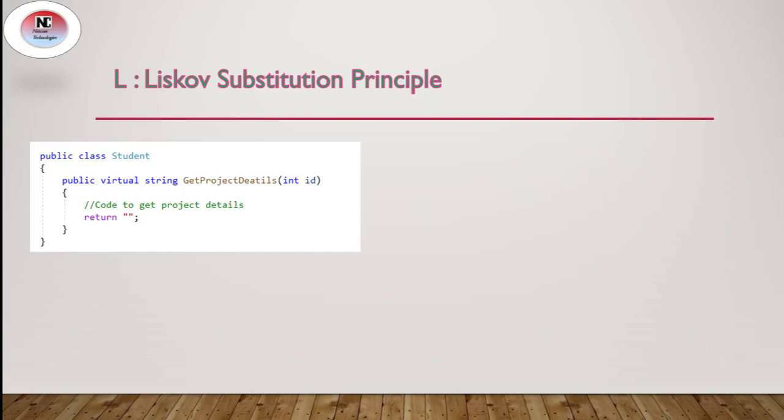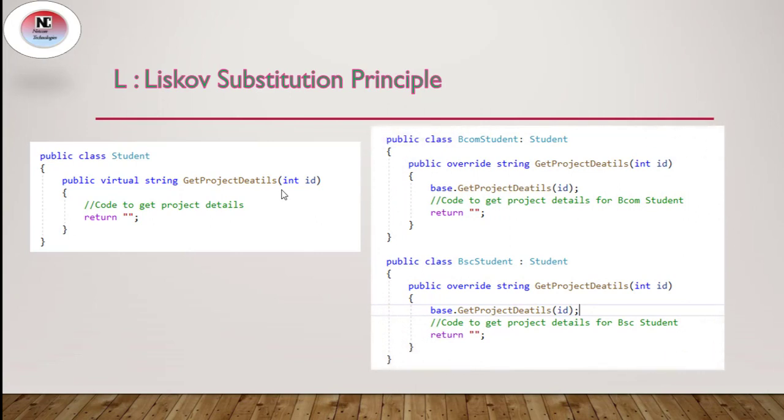We have a class named Student which has a GetProjectDetails method, and BComStudent is a class, BScStudent is another class. Both classes inherit Student and override the GetProjectDetails method of the base class. So they are implementing their own logic over here, but you can see it is also calling base.GetProjectDetails. The modification is not done in the base class, but in the derived class. And as it is calling the base class method, it is mimicking the base class, and that is why it follows the Liskov substitution principle.